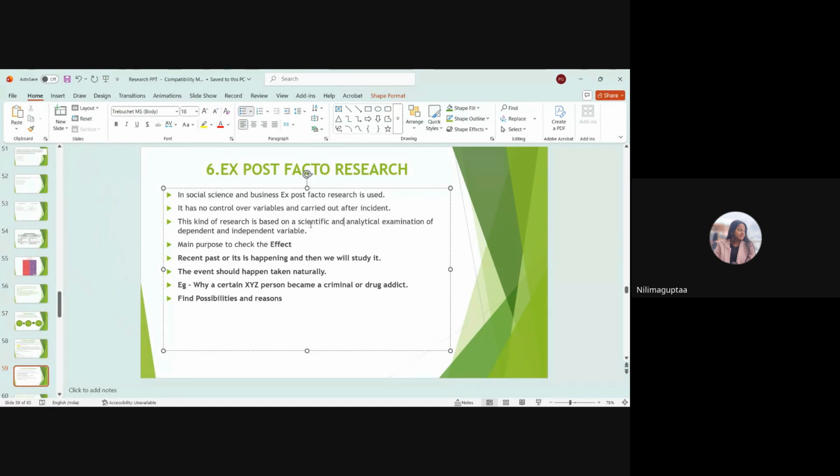So this kind of research is based on scientific and analytical examination of all such kind of dependent and independent variables. The main purpose is to check what is the effect. Whatever incident has been there, that has been done. Now what effect it is having, we will be observing that effect. So it is on a recent past or it is happening, and then we will study it.